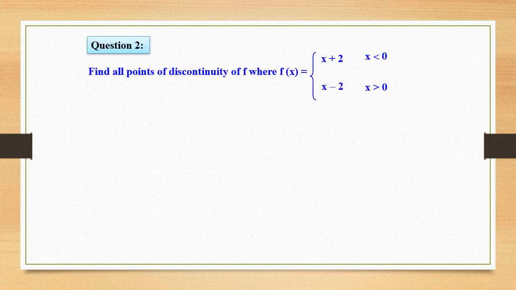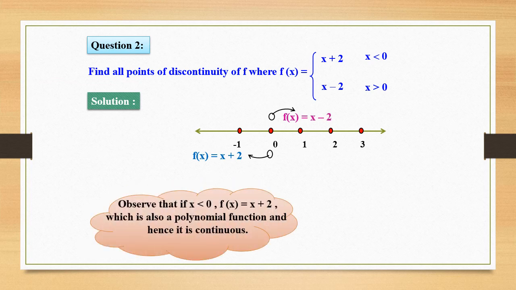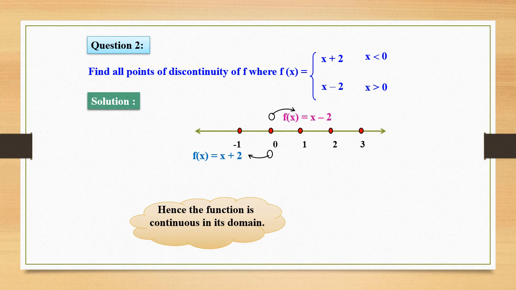Next question. Find all the points of discontinuity of the function f of x, where f of x is equal to x plus 2 when x is less than 0, and x minus 2 when x is greater than 0. So again we can see that the function is divided into two parts, that is values less than 0 and values greater than 0.